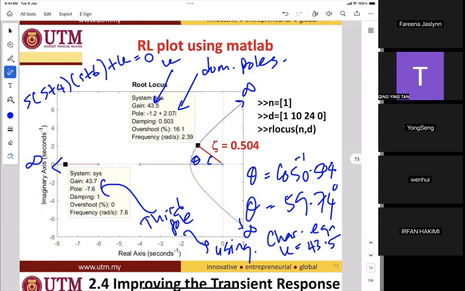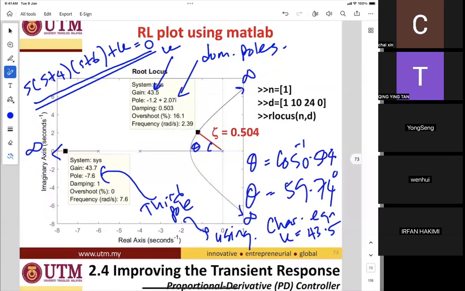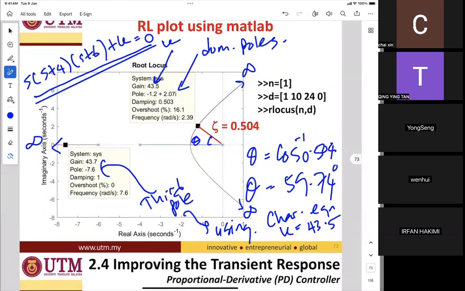S times S plus 4 and S plus 6, plus K. Not enough. Equal to 0. Okay, equal to 0.